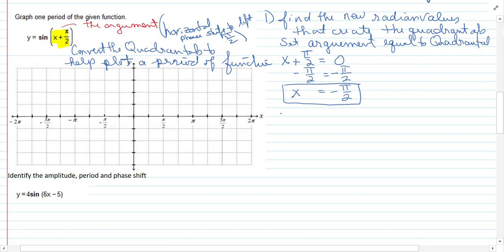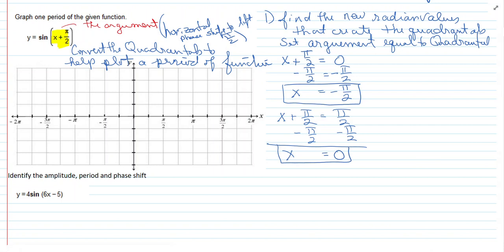So let's do our second one. x plus pi halves has to equal pi halves. So I'm going to subtract pi halves from both sides of the equation. x equals 0. So this is my second entry. All right, so I'm good to go. Now I'm going to do the third one.